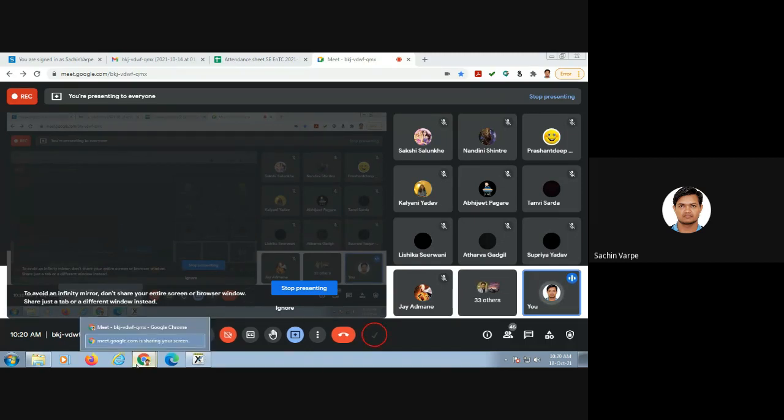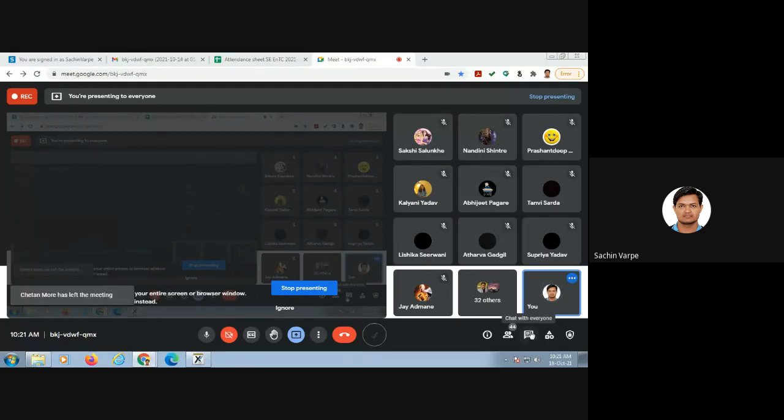I hope everyone has solved the question I've given. I request everyone to write in the chat box the answer, the inverse Z transform of the given 1 upon Z minus 3 into Z minus 2. Everyone, drop your answer in the chat box so that I can save it and give the marks accordingly. There are 42 people in the meeting.